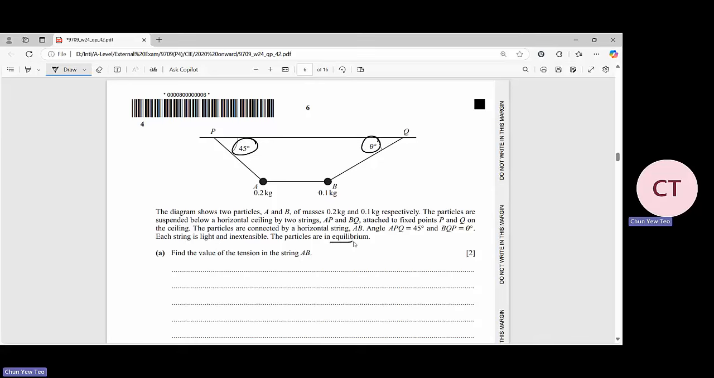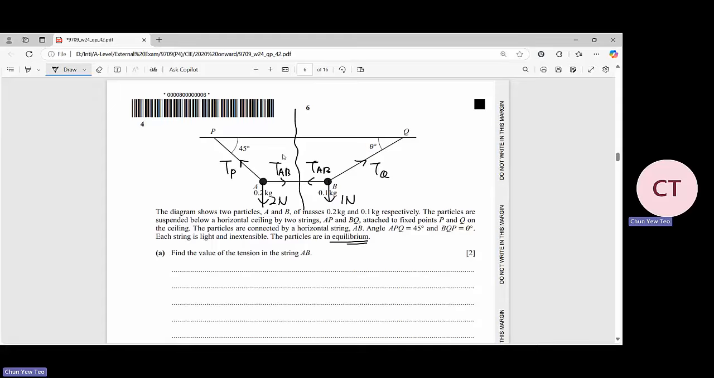The particles are in equilibrium. Find the tension in the string AB. Okay, so over here, actually, we just need to split them into two. This is the tension of AB. This is the tension of AB. This is the weight, 2 Newton. This is the weight, 1 Newton. This is the tension of Q. This is the tension of B.